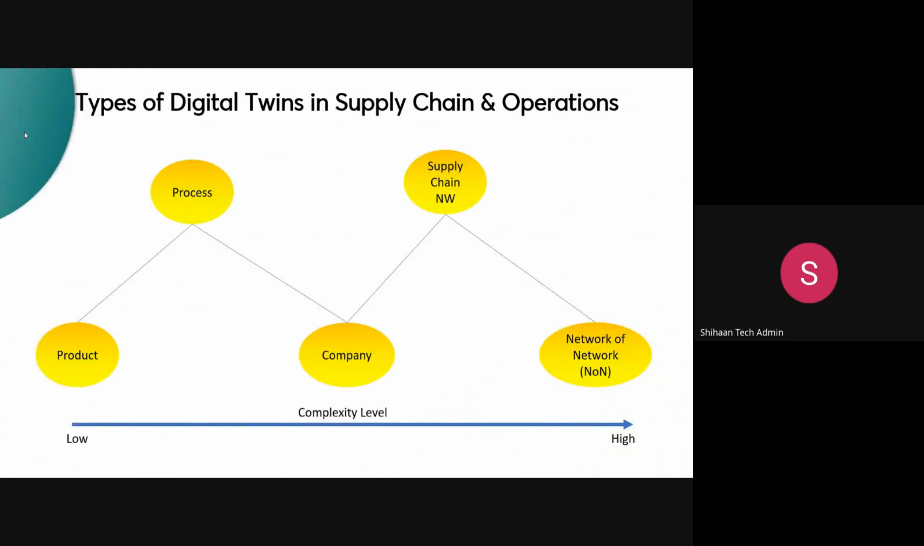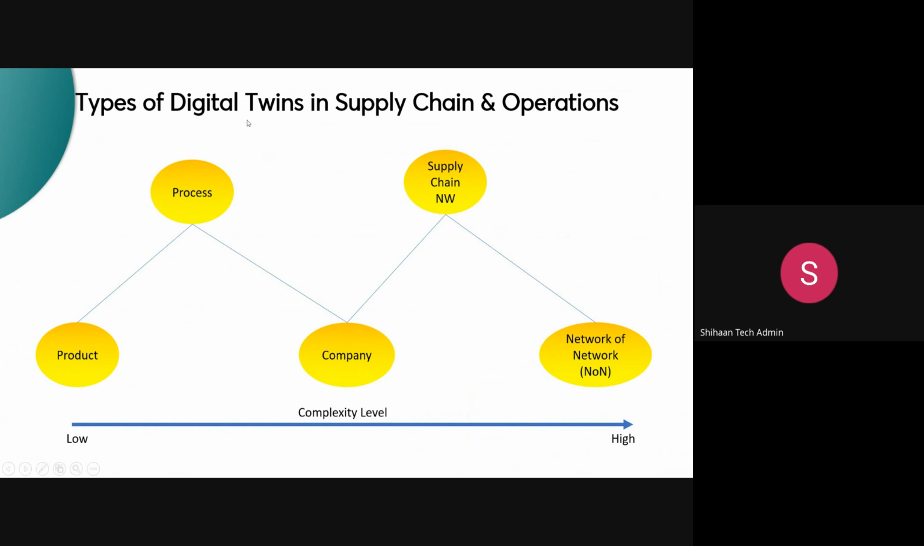We have different types of digital twins in the context of supply chain and operations, and I have given the complexity level to build each. It starts from low complexity at the product level, if we want to build a digital twin of a product itself, then process, then company level, then supply chain network level. Till we reach the network level, the complexity goes very high. So first let's start with the product.